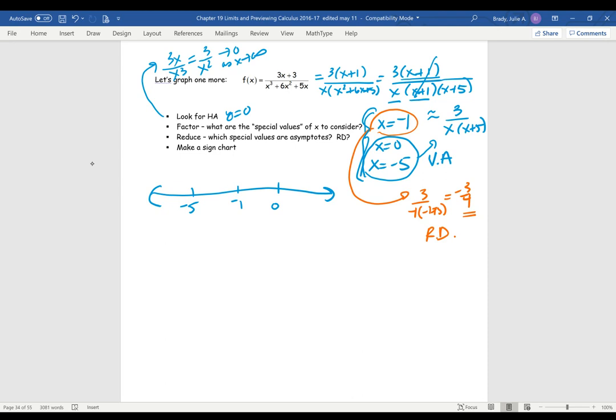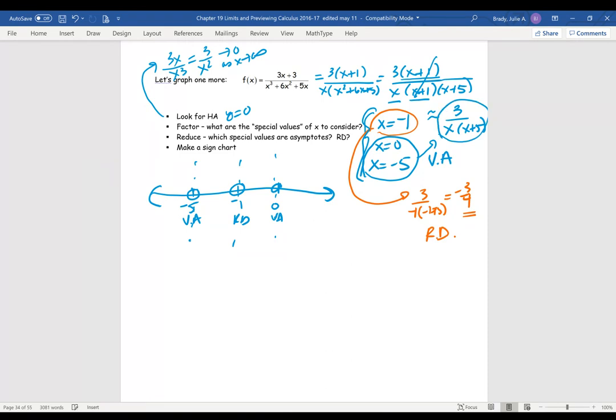We know at -5, no output, vertical asymptote. At -1, no output, that's a removable discontinuity. At 0, vertical asymptote. So we've got 4 separate regions. And now you can use the reduced function.